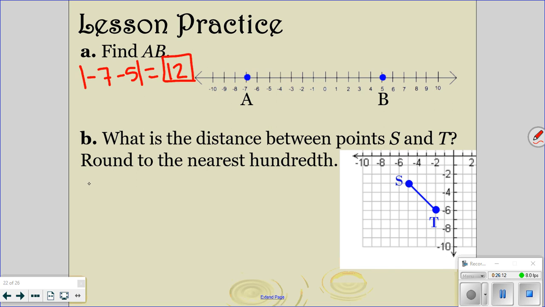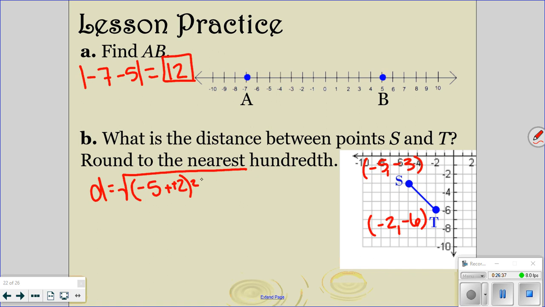For the distance between S and T, we're going to use our distance formula. So this point is -5, -3, and this point is -2, -6. So one x is -5, minus x would become a +2. The other y is -3, and then -6 would become a +6.